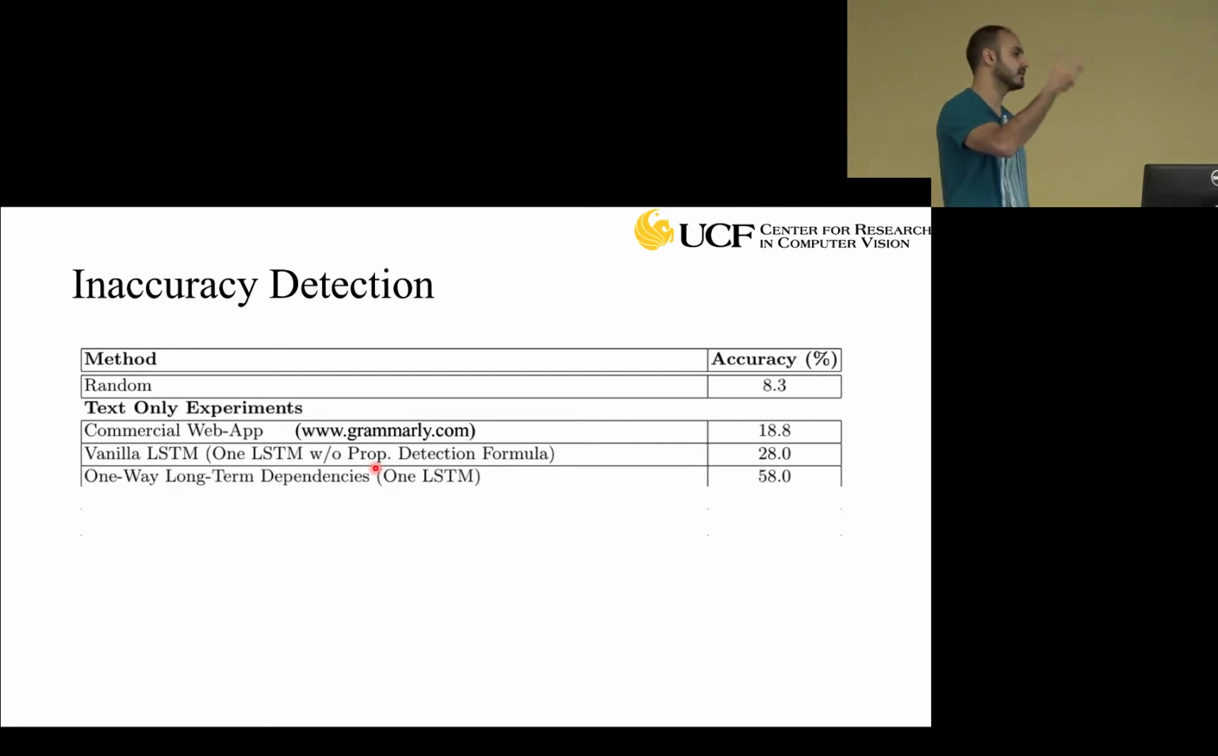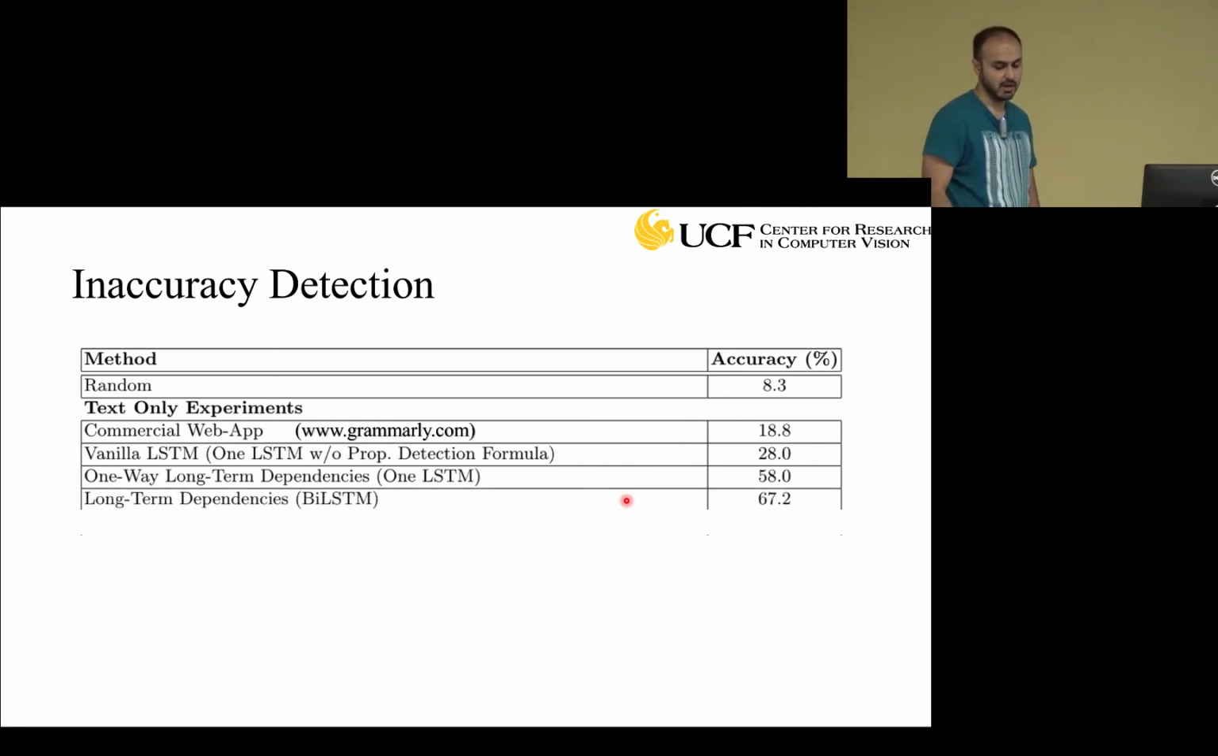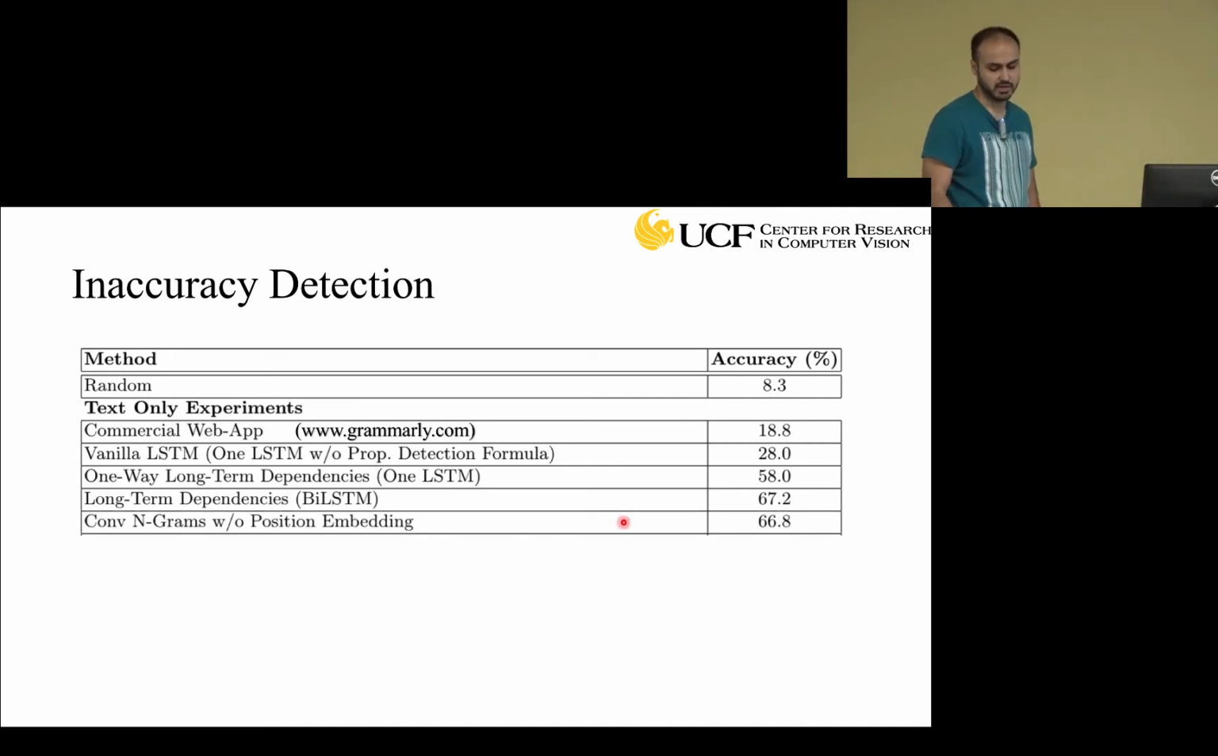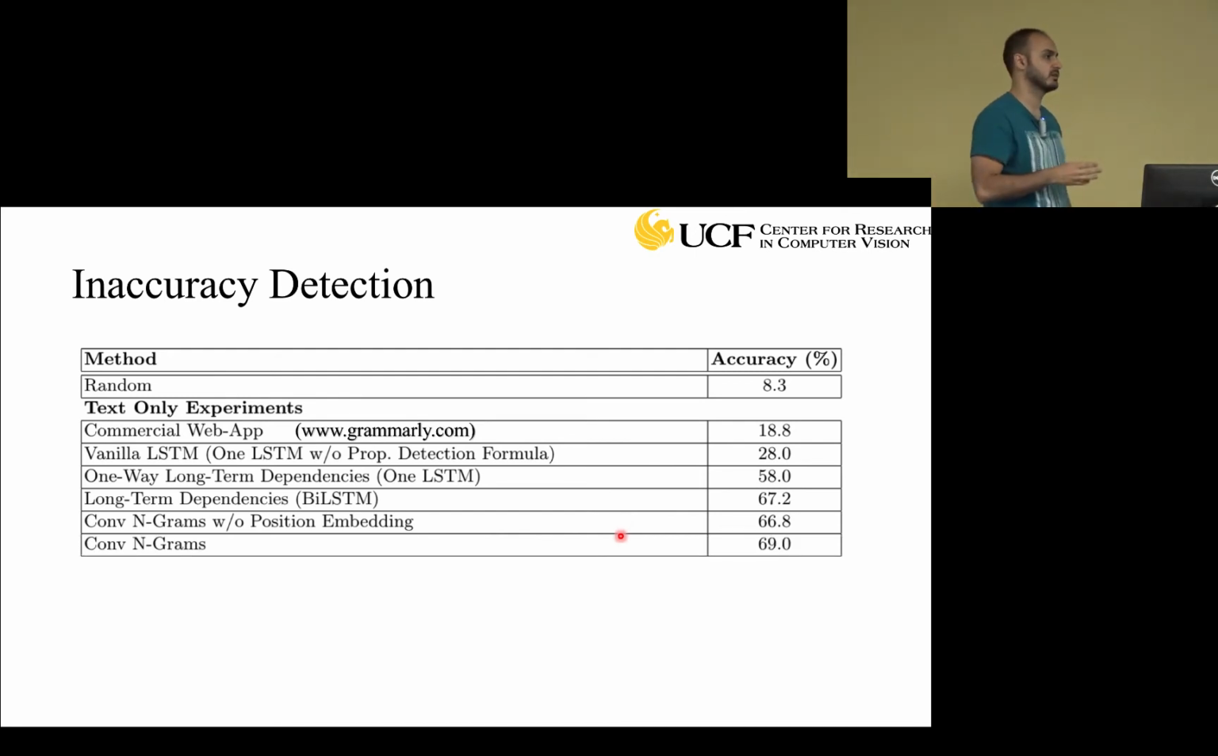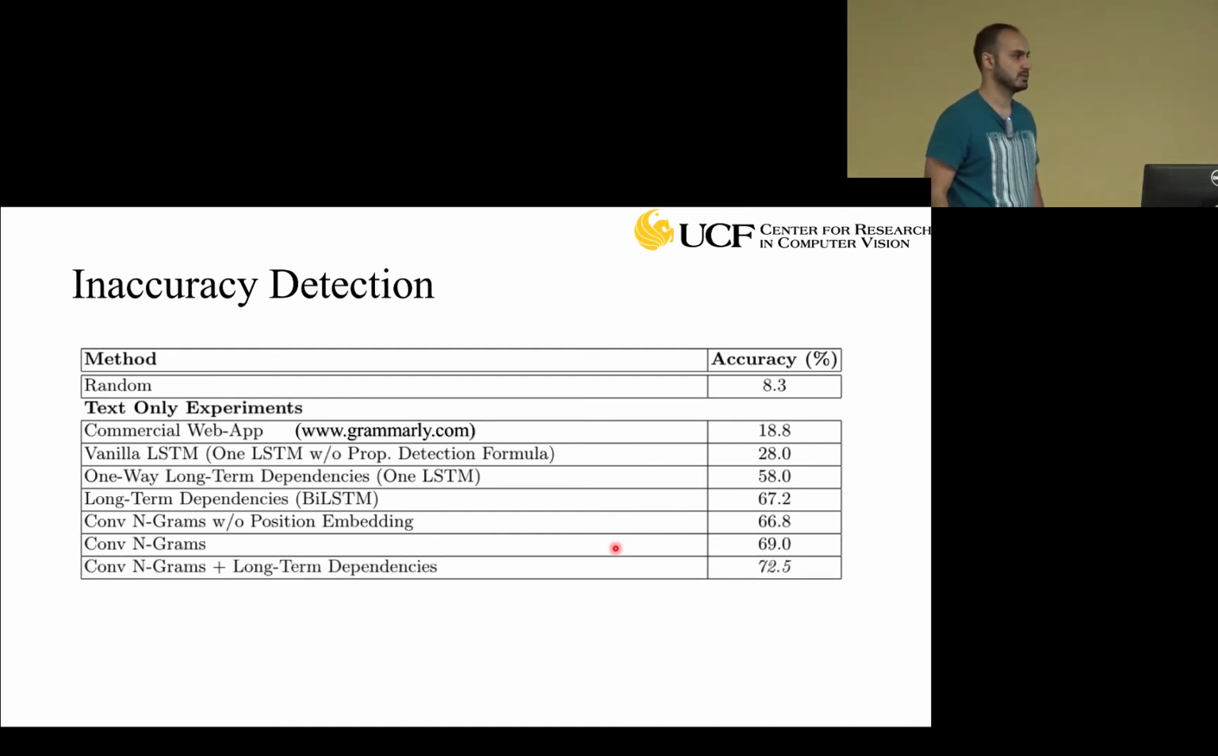Then we use one-way long-term dependency. So instead of the bidirectional LSTM in my formulation, I just use one LSTM. It became 58%. Long-term dependencies with bi-LSTM, 67%. Convolutional n-grams without position embedding, 66%. Convolutional n-grams, 69%. And if I use convolutional n-grams and the long-term dependencies and fuse them, I get 72.5%.